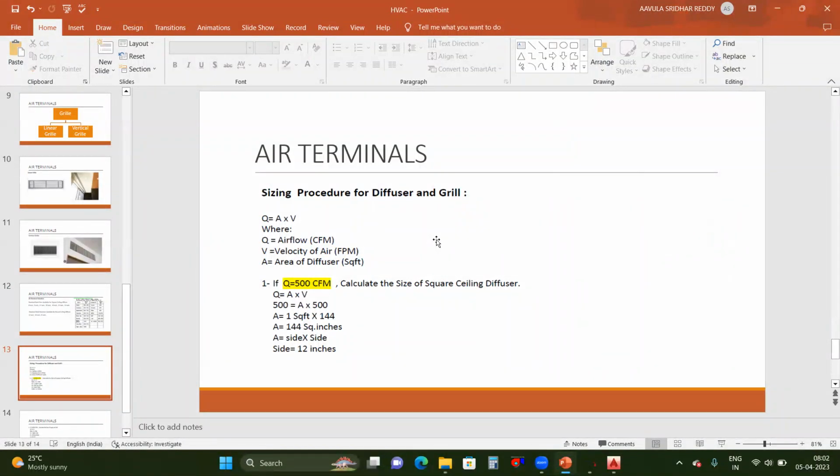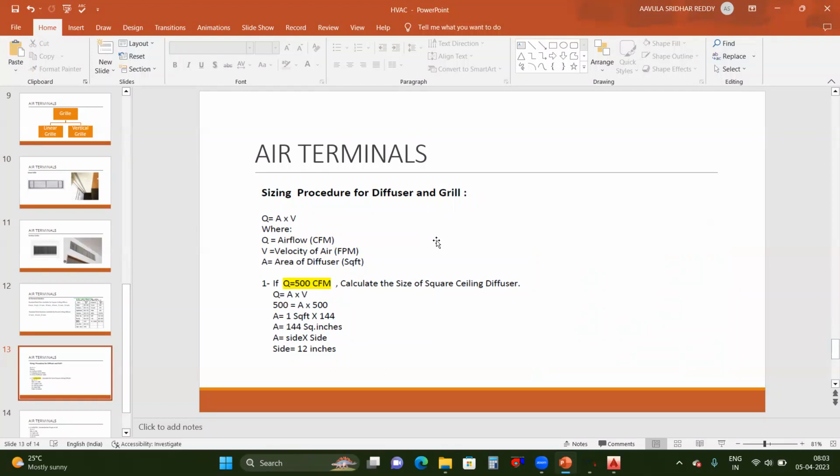So where Q equal to airflow CFM, V equal to velocity of air, and A equal to area of the diffuser in square feet. So you just remember the units. Airflow is in CFM, velocity in FPM, and area is in square feet. Okay. So we have one example calculation. So we will do this.